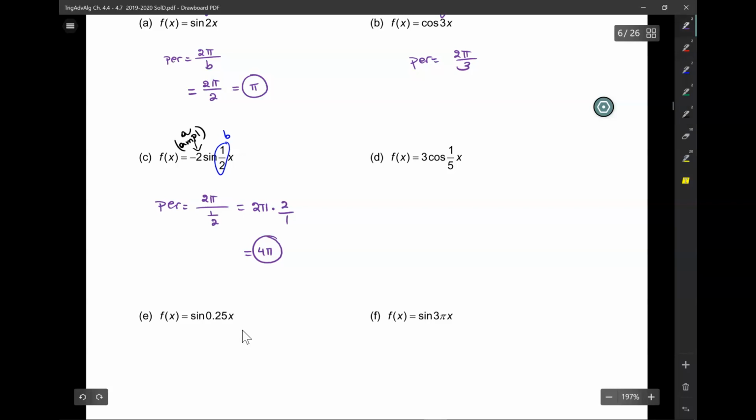Okay, what about the next one? What's B? 1/5. So period is 2 pi over 1/5. Right, 2 pi times 5 over 1, 10 pi.